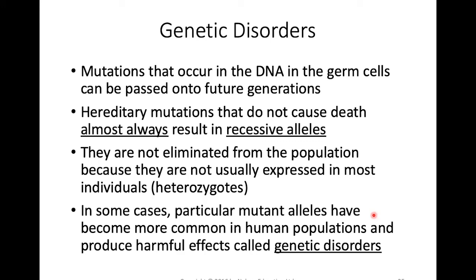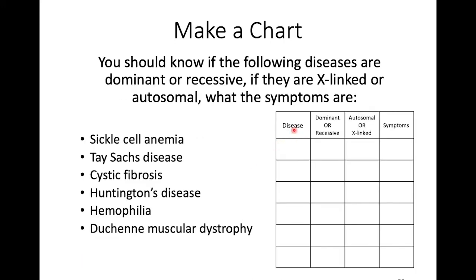So we're going to take a look at both dominant as well as recessive autosomal and sex-linked genetic disorders. And I've provided you here with a sample chart that you could create for yourself to help organize the information. So you have a number of diseases that we're going to be going through. You need to know whether they are dominant or recessive, and whether they are autosomal, affecting chromosomes 1 through 22, or whether they are linked to the X chromosome.